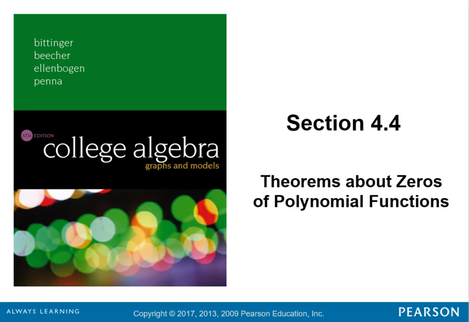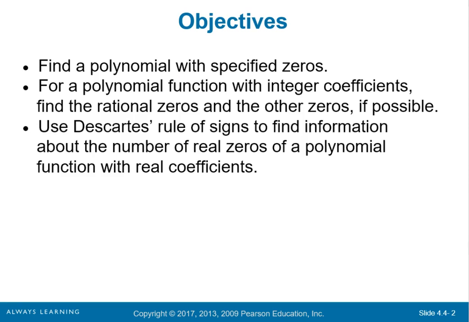All right, we are going to start on section 4.4, theorems about zeros and polynomial functions. Let's get started. We're going to be talking specifically about polynomials with their zeros when they're given to us. For polynomial functions with integer coefficients, we find the rational zeros and the other zeros if possible. Sometimes they're not possible. And we're going to use Descartes' rule of signs to find information about the numbers of real zeros in a polynomial function with real coefficients. All right.